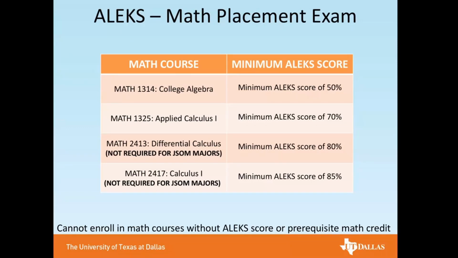All JSOM majors are required to take Math 1325, Applied Calculus 1. The prerequisite for this course is College Algebra, Math 1314. If you have not taken and passed College Algebra, you will need to complete a math placement exam called ALEKS, A-L-E-K-S, prior to enrolling in Math 1325. If you have questions regarding whether or not you have to take the ALEKS math placement exam, please do contact advising so we can assist you further.